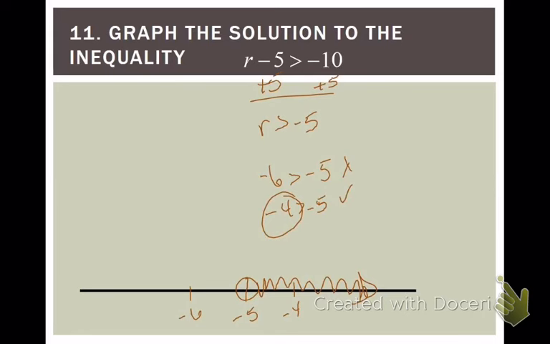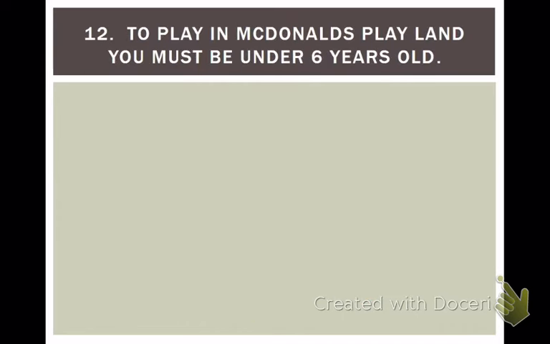Okay? Another way to tell which way you should be shading is the two numbers that you're placing on either side of the -5, you can plug it in and see which one works. But read the inequality. R is greater than -5. So I need all the numbers that are greater than -5. Right? And again, it's an open circle because it's not equal to, right? -5 is not a solution. -5 is not greater than -5. Okay? Good.